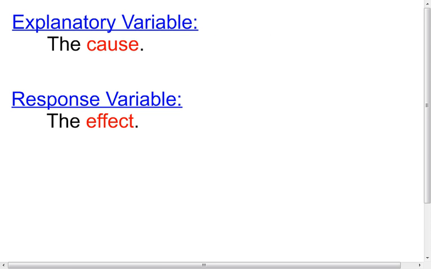Another vocabulary word, the explanatory variable, is like the cause in a cause and effect relationship. It's the cause. Okay, the response variable is the effect. So it's what happens as a result of the cause.